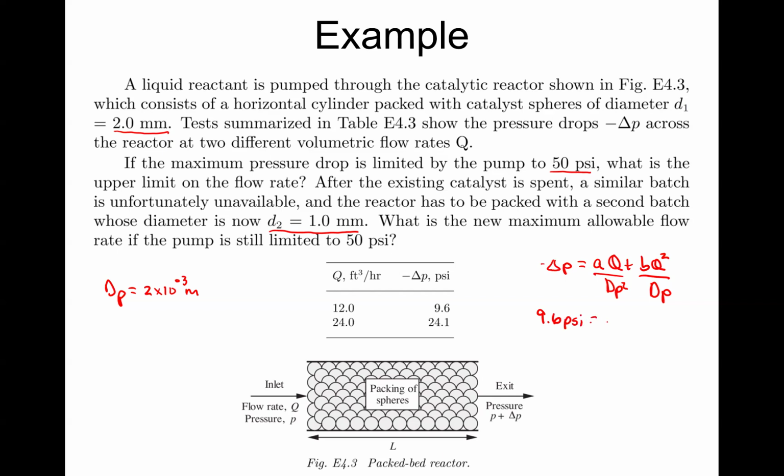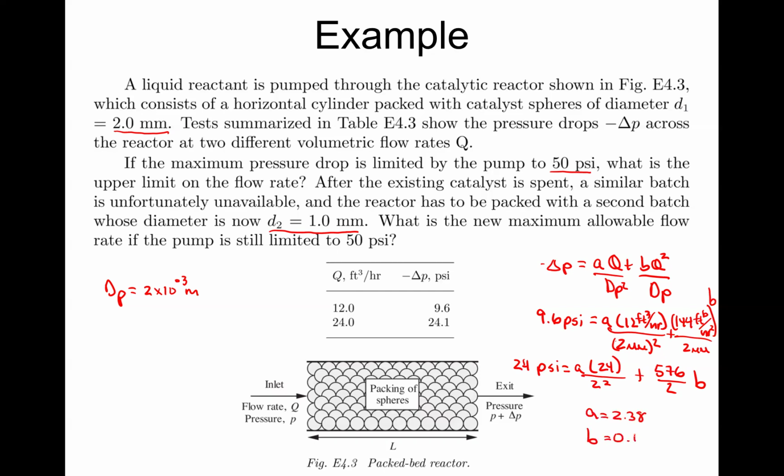So 9.6 psi equals A times 12 cubic feet per hour over 2 millimeters squared plus 144 feet⁶/hour squared divided by 2 millimeters, and I have to have a B there, kind of running out of space. Second equation is 24 psi equals A times 24 over 2 squared plus 576 over 2, times B. And I solve for A and B there. And A equals 2.38 and B equals 0.034.